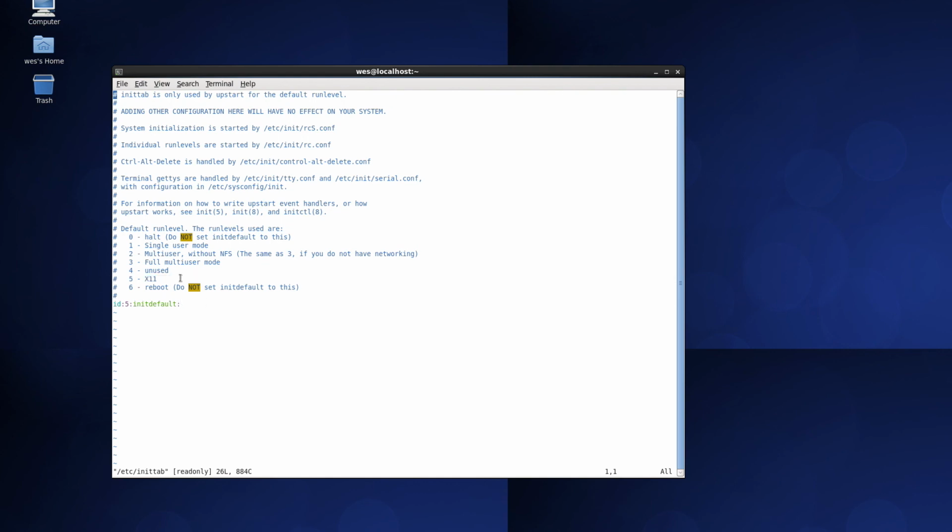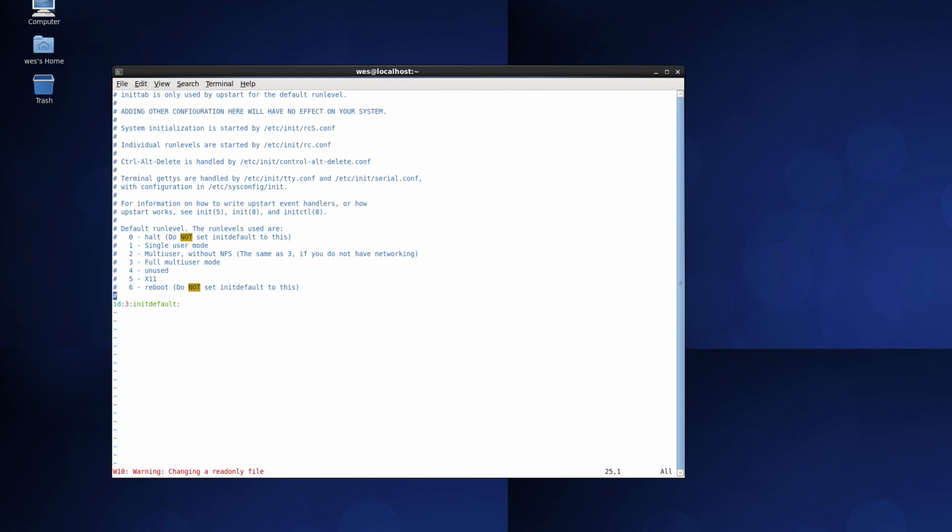See how this works? If run level 3 was set, in other words, if this 5 right here were a 3, then when the computer starts every single time, it goes into full multi-user mode without graphics. Does that make sense? So just like we talked about each of these run levels, this is how the computer knows which one to go into.